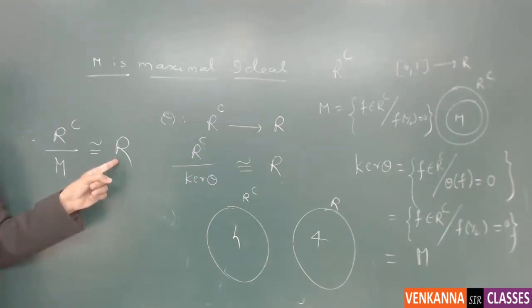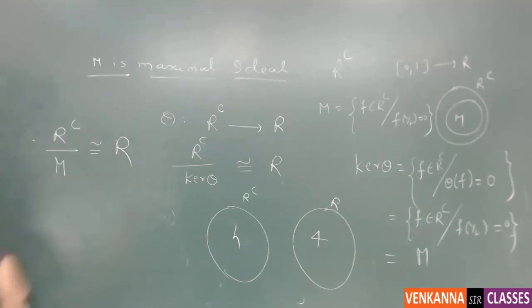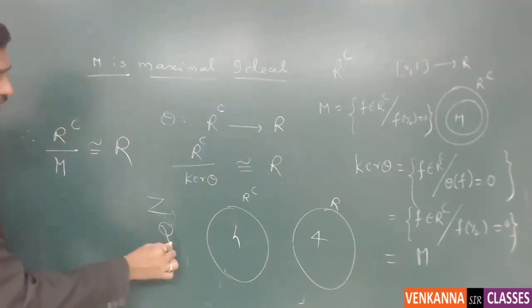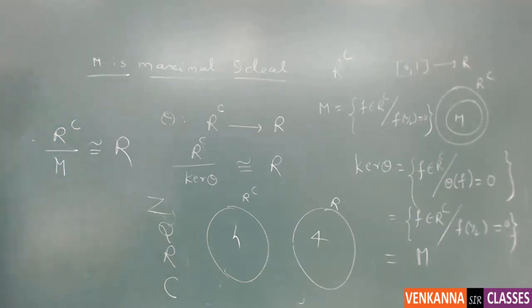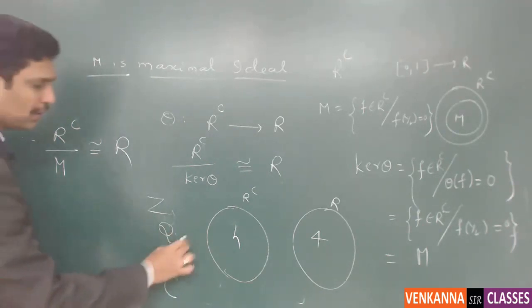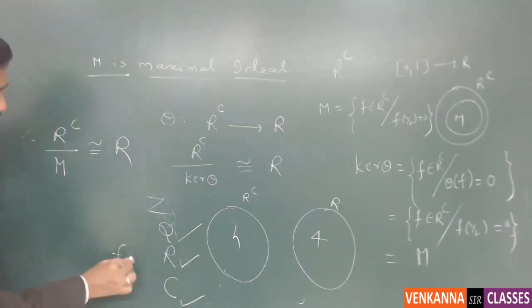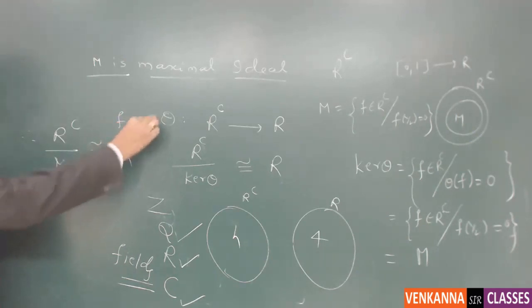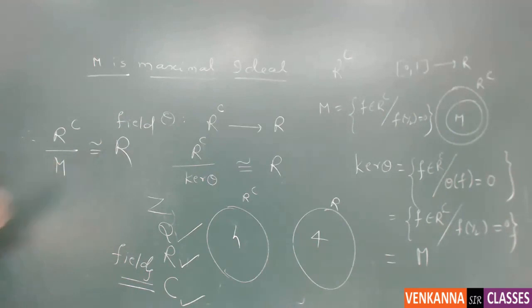And what is R? This is the real number system. So you have the number systems: integers, rational numbers, real numbers, complex numbers. Among these, Q, R or C are nothing but fields. Accepted? You know this? Yes or no? Rational numbers, real numbers, and complex numbers are fields. So this is a field. Since these two are isomorphic, it is also a field. So R^C by M is a field.